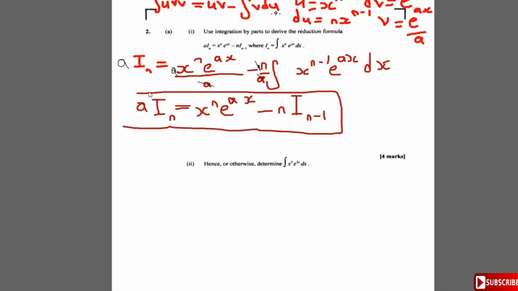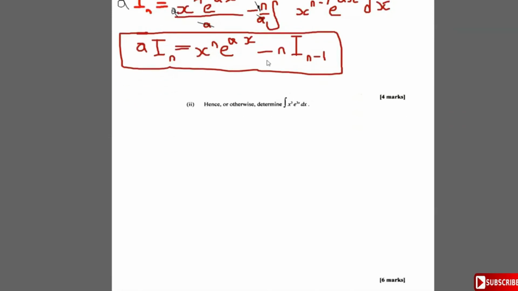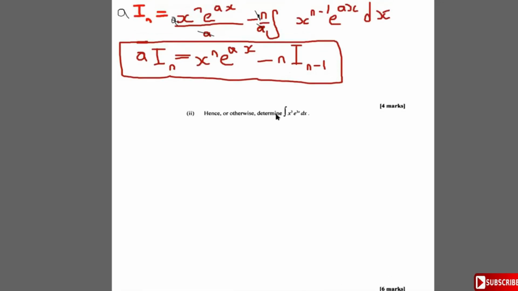Nice. So let's go to part 2. Part 2 says hence determine the value of the integral of x cubed e to the 3x. It's a hence, meaning we're going to use this. All right. So I noticed that if I let n be equal to 3 and a equal 3, then I'm going to get this. Let n be 3, so I3. So we're really trying to find I3.